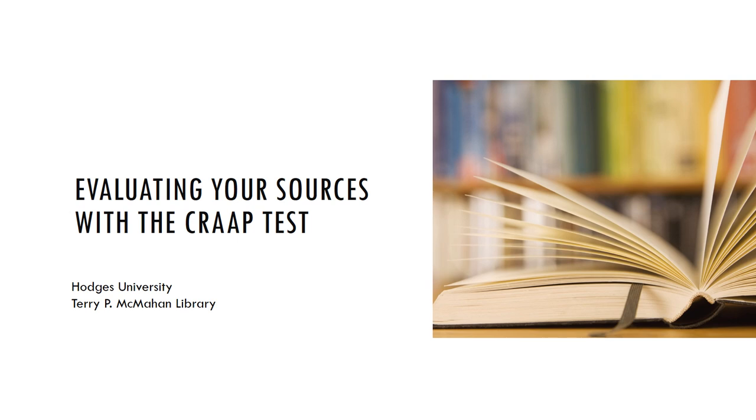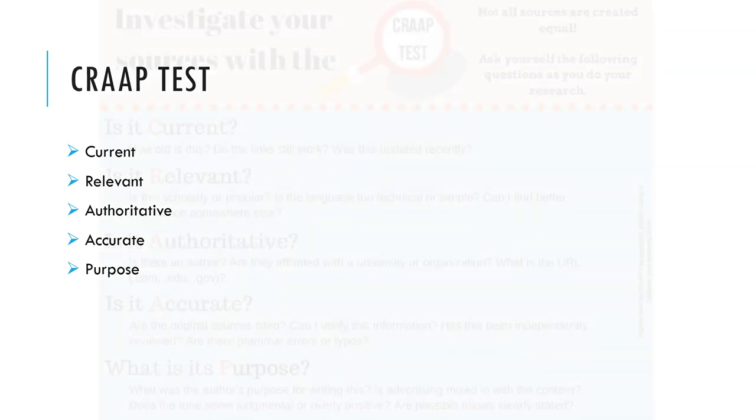Let's go over how to evaluate your sources. The easiest way to check is with the CRAAP test. It's not just a funny word the library uses. It stands for current, relevant, authoritative, accurate, and purpose. Ask yourself the following questions as you look at a source.